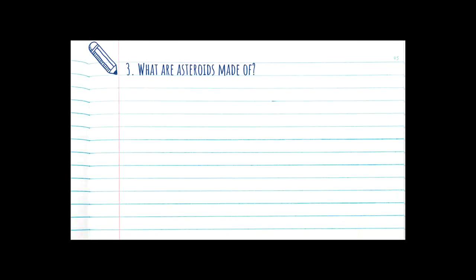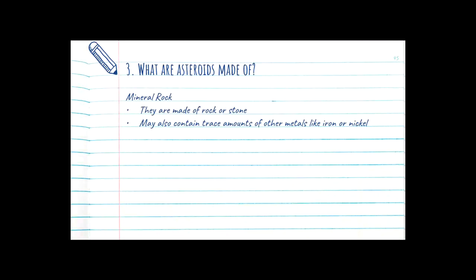What are asteroids made of? So asteroids are made of mineral rock. They're usually made of iron or nickel, and they're hard rock or stone. So there's not really the ice and gas that you would have in a comet.